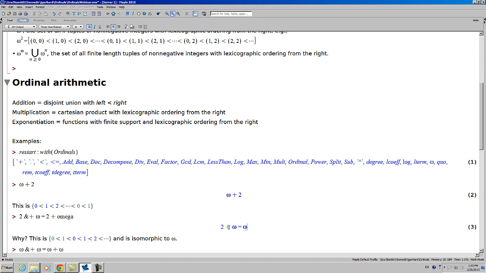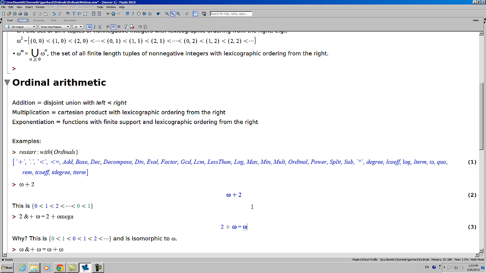That's the inert operation, and it's indicated by the fact that it's grayed out. And on the right-hand side, you see the result of that operation. So if we actually perform the ordinal addition of adding 2 on the left to omega, we get omega back. Now, why is that? Why don't we just get 2 plus omega, for example, or omega plus 2? Why is it not commutative?